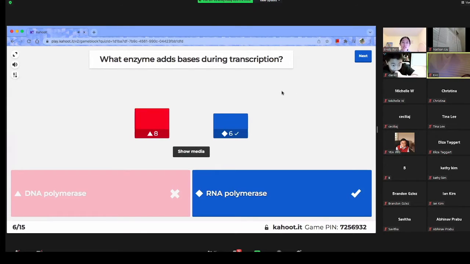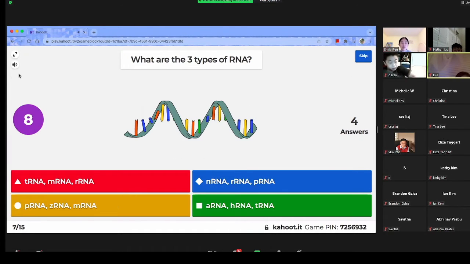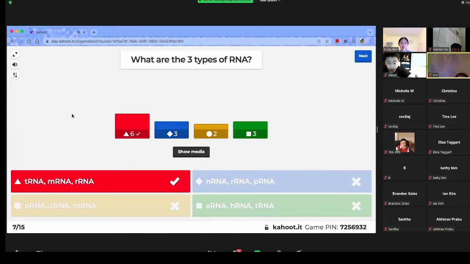What enzyme adds bases during transcription? For this one, DNA polymerase adds bases during DNA replication, and for transcription, or DNA to RNA, it's RNA polymerase. What are the three types of RNA? This one is tRNA, mRNA, and rRNA.